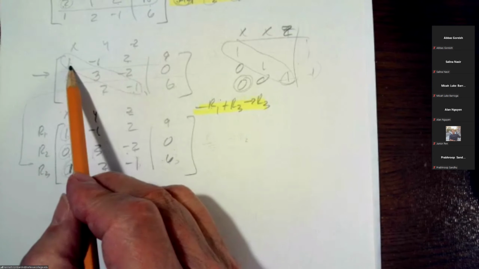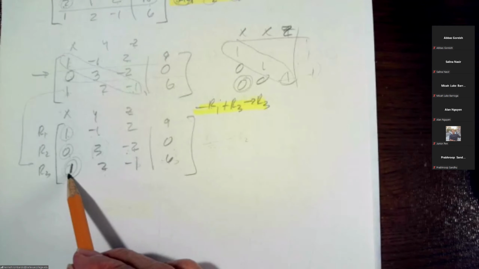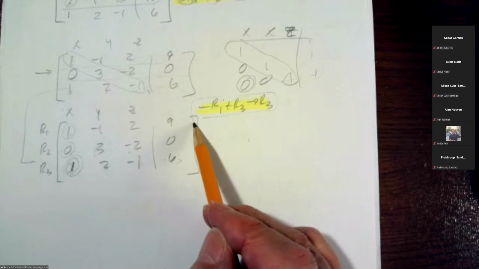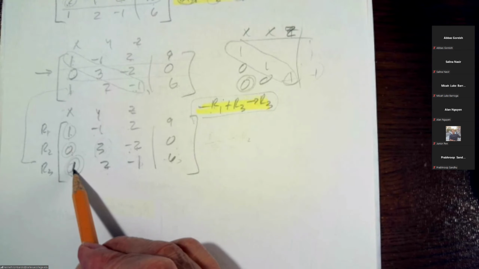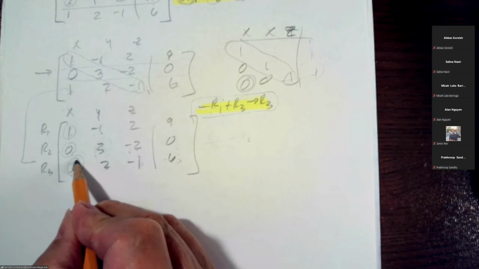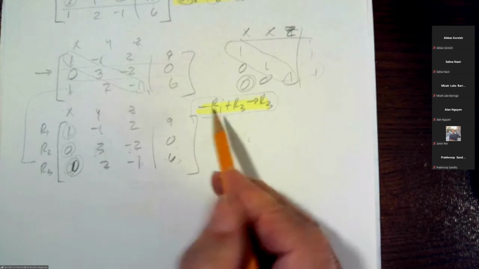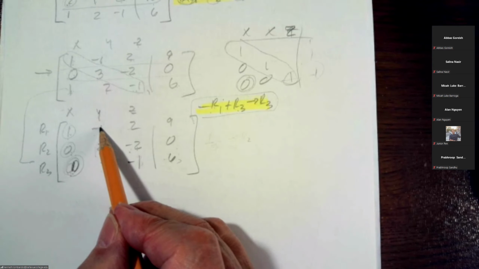I could say, well, if I took negative row 1 plus row 3, I end up getting rid of that, don't I? Okay, that's what I did here. So if I take negative row 1 and add it to row 3, then row 3 is this 0 here. Everybody follow that? So that'd be a 0. And then negative row 1 and add it to row 3.